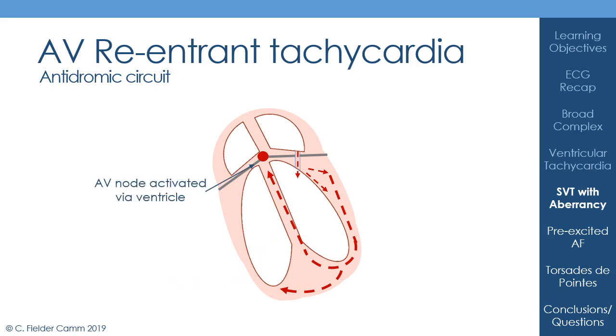And then the AV node is activated via the ventricle. And then the signal comes up via the AV node into the atria and then depolarizes the accessory pathway. And this circuit goes round and round. But you can see, because it's not using the standard conducting pathway of the ventricle, you end up with this broad complex rhythm.